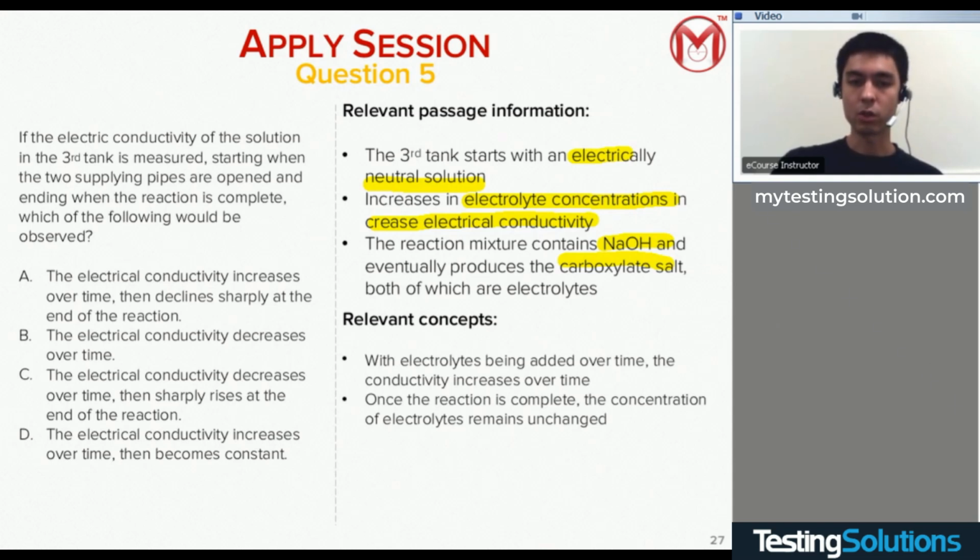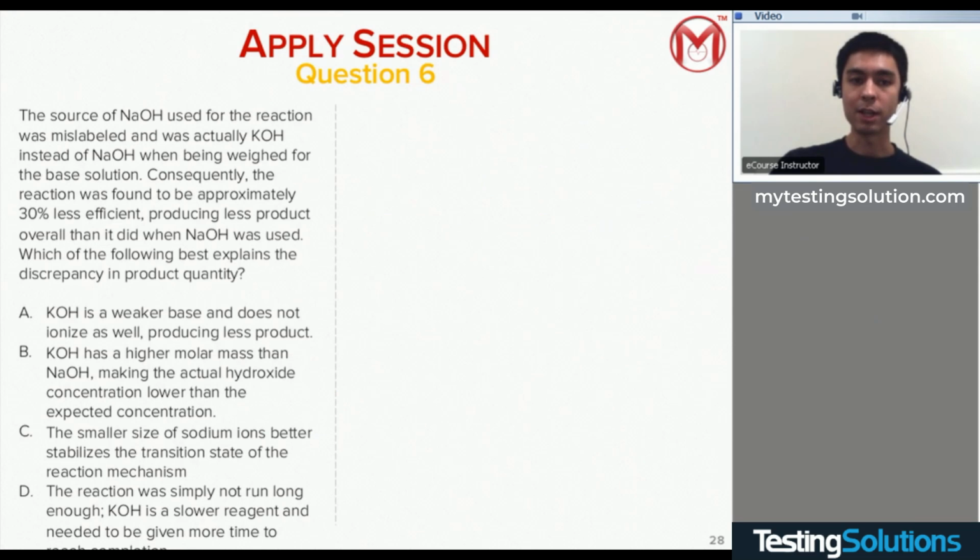So the electrical conductivity should actually increase over time because the amount of electrolyte is increasing over time. Once the reaction is complete, the concentration of the electrolytes remains unchanged, and so the conductivity doesn't increase beyond that. So what I see is electrical conductivity increases over time, then becomes constant. That's consistent with how the experiment is run. All right, last question.